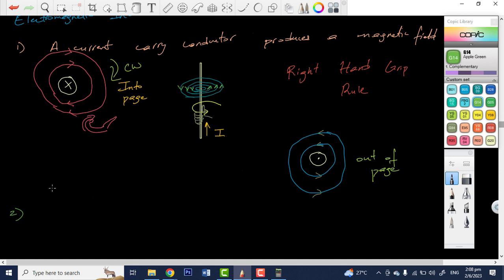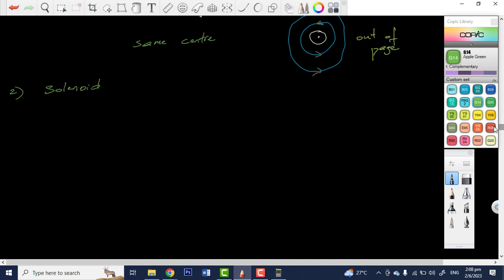Alright, so what we're saying now is that concentric circles just simply mean that they have the same center. Right? Same center. Concentric, so with the same center. I think it's Latin, right? But don't quote me on that. Alright, next thing we need to know now, we need to know about a solenoid. And we need to know the magnetic field around a solenoid.